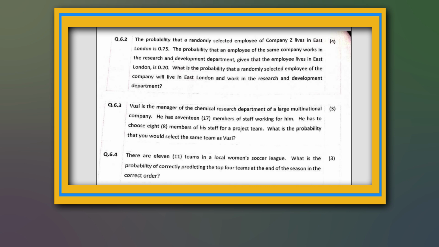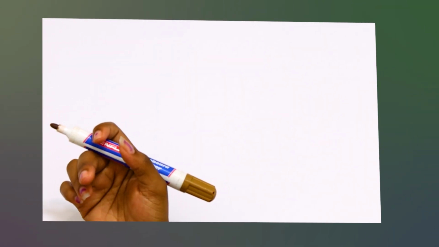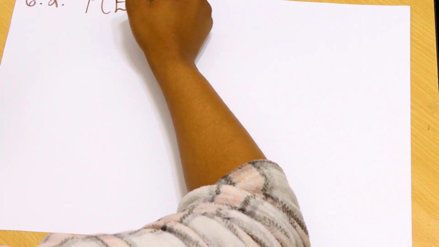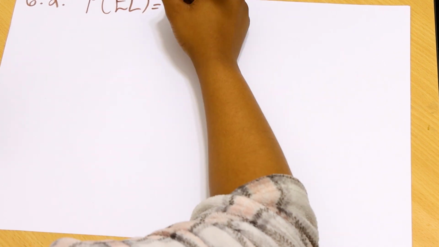So this question is the conditional probability question. It was testing if you understand that. And how do you know? Because it says given that. You have the given statement, right? So let's write what they give you and what they want. So it says the probability that an employee of that company Z lives in East London is 0.75. So I will just write probability EL for East London is 0.75.